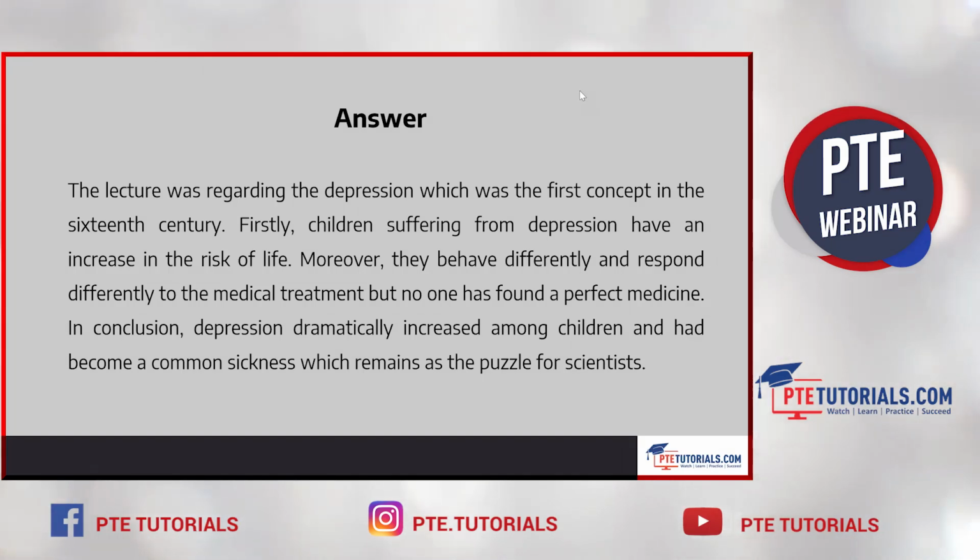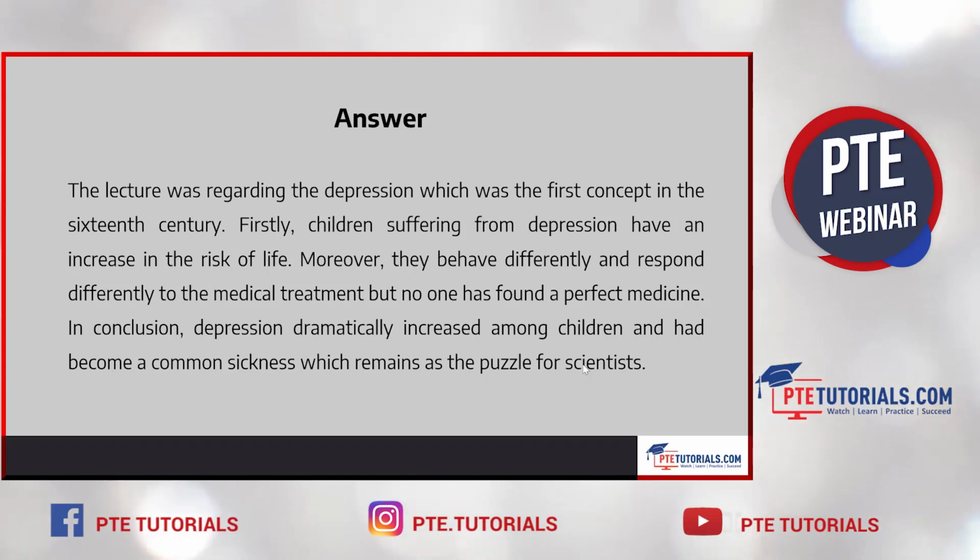This is the answer. So the lecture was regarding the depression in children, which was the first concept in the 16th century. Firstly, children suffering from depression have an increase in the risk of life. Okay, means the increase in depression, they have increase in risk of life was the words, and moreover they behave differently and respond differently to the medical treatment, but no one has found a perfect medicine. Yes, then in conclusion, depression dramatically increased among children and had become a common sickness which remains as a puzzle for the scientists. So this is the answer.